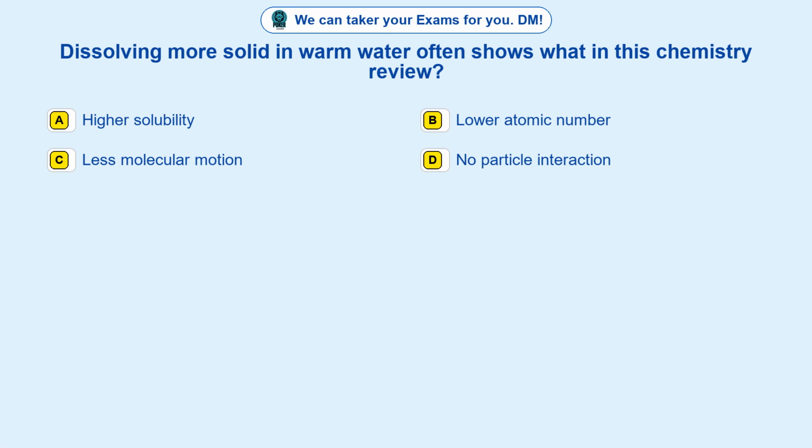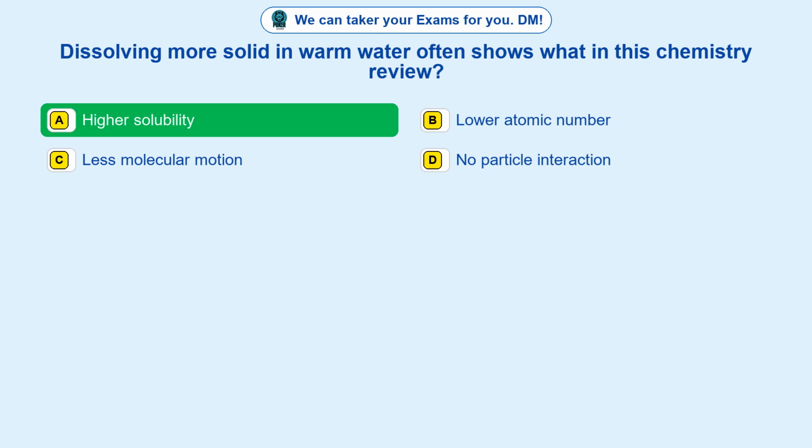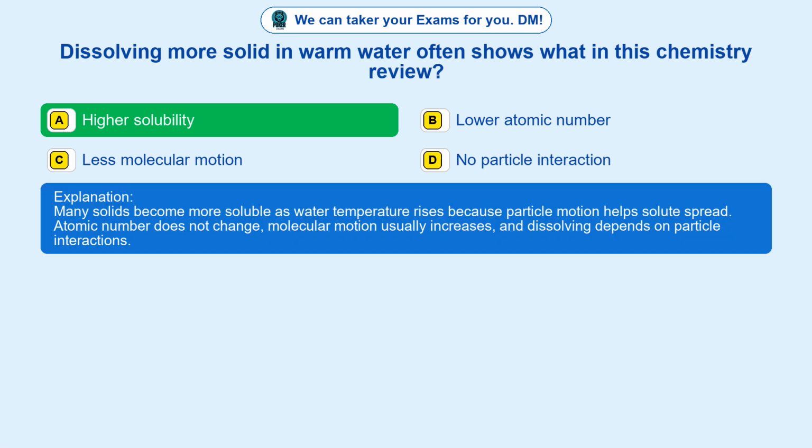Question 54. Dissolving more solid in warm water often shows what in this chemistry review? Option A, higher solubility. Option B, lower atomic number. Option C, less molecular motion. Option D, no particle interaction. The correct answer is option A, higher solubility. Many solids become more soluble as water temperature rises because particle motion helps solute spread. Atomic number does not change, molecular motion usually increases, and dissolving depends on particle interactions.